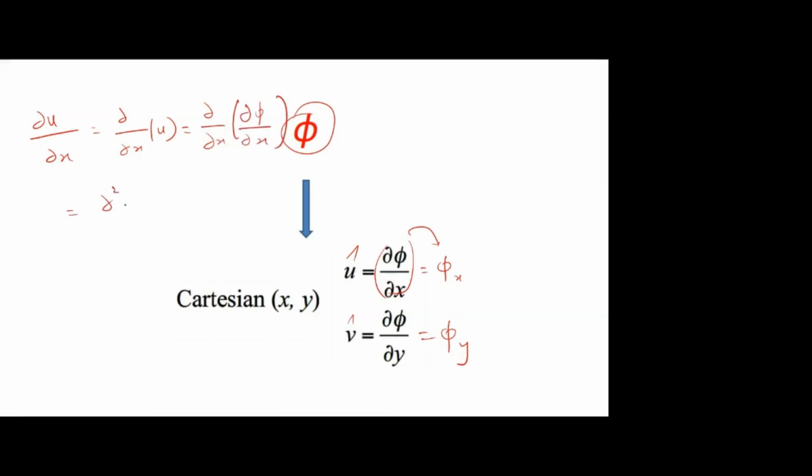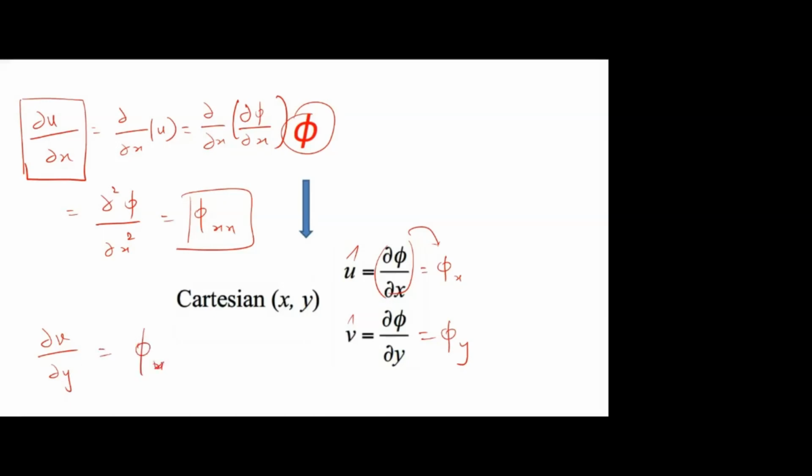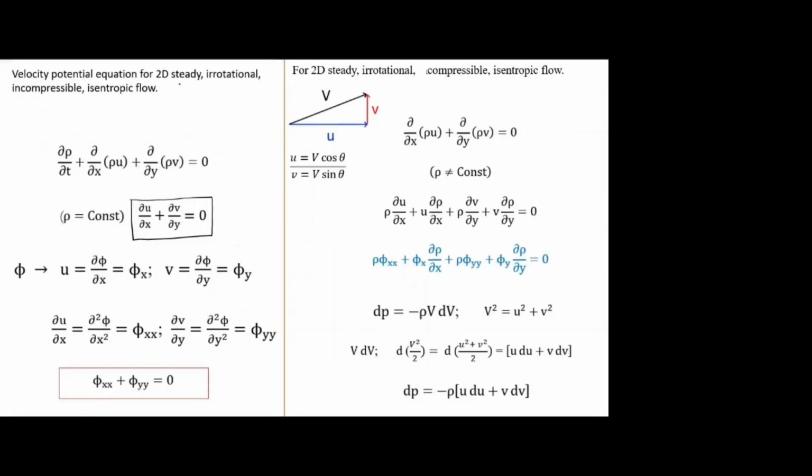And this can be written as ∂²φ/∂x², which we can denote as phi xx. So ∂u/∂x, I can write as phi xx. Similarly, ∂v/∂y, I can write as phi yy. Then ∂u/∂y, if you want to mention it, I can write this as phi xy. Okay. So this is for incompressible, 2D, steady, irrotational, incompressible, isentropic flow. That's what we assumed in AD1.